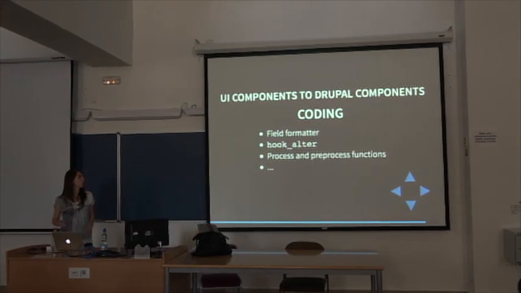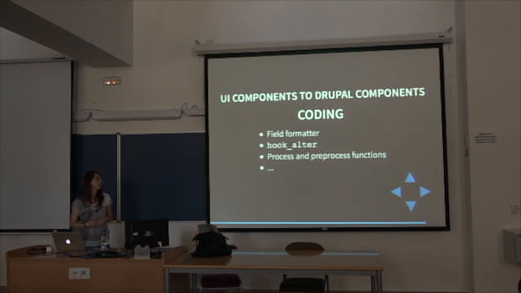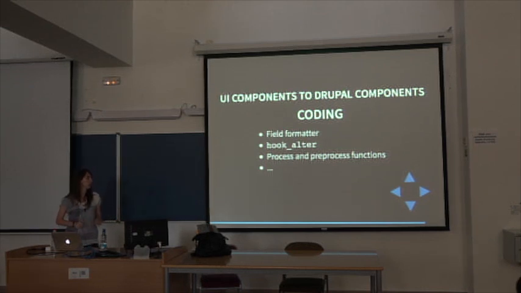What can we use to change that code? You can use field formatters, hook alter, or preprocess functions. If you are going to code, those are the ways. There are, for example, templates. There are a lot of ways of doing that. If you want to code, or if you want the backender doing that, you can try it.